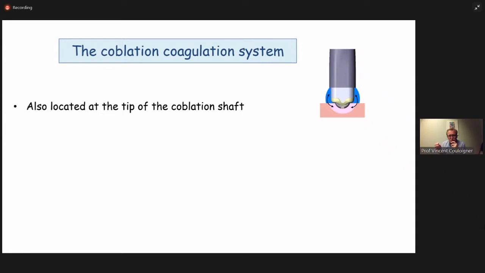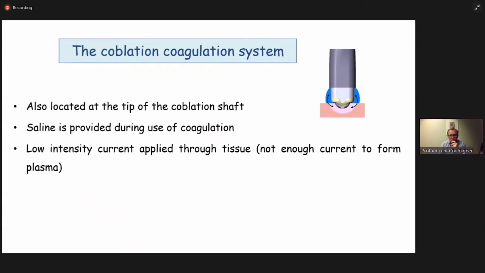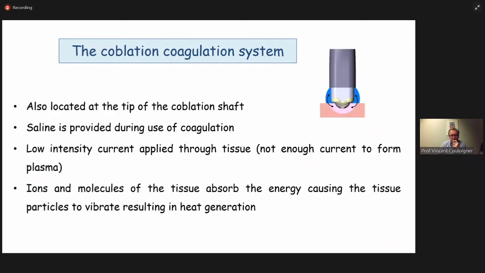Associated with the COBLATION, there is also a coagulation system, which is embedded in the same tool. It is located at the tip of the COBLATION shaft. And there is also saline, which is irrigated during the use of the COBLATION, and which is also provided by the same tool, by the same shaft. So the coagulation system consists in applying a low intensity current through the tissues. And this current is not large enough to produce plasma. So ions and molecules of the tissue absorb the energy, causing the tissue particles to vibrate, resulting in heat generation. And so this is how the coagulation system functions.